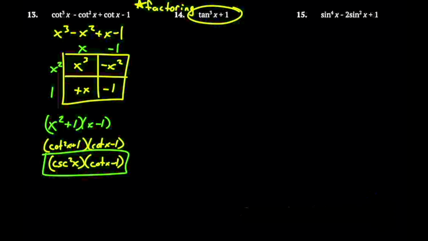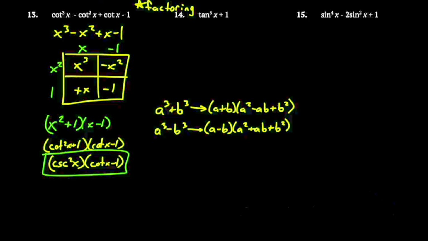Number 14 gives us tangent cubed of x plus 1, and we don't have any identities that deal with tangent cubed, so somehow we have to change that into maybe like a tangent squared. And this is a sum of cubes, so we could try factoring it as a sum of cubes. So you'll want to remember your sum and difference of cubes patterns, which I'll leave here for just a second.